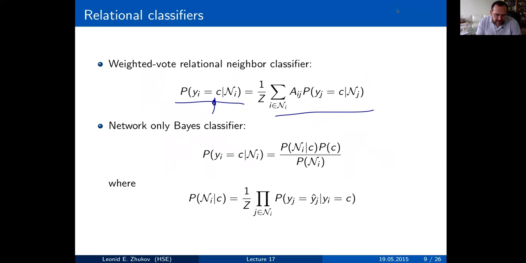Or you can do something different and use the Bayesian approach, where the probability of the node coloring will be proportional to the product of the probabilities of the class labels of the neighbors. And of course, like in the traditional Bayesian approach, there is a prior and a posterior, there is the original probability of having a particular class. And so you can build literally any classifier to work as this relational classifier.